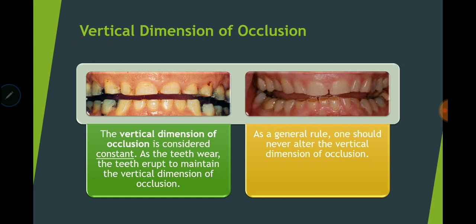So another important one is the vertical dimension of occlusion. It is considered a constant. As the teeth wear, as you see in the picture, they erupt to maintain the vertical dimension of occlusion. Now remember that the cellular cementum is constitutionally deposited to accommodate for occlusal wear of the teeth. As a general rule, one should never alter the vertical dimension of occlusion. That's as a general rule, don't change the vertical dimension of occlusion.